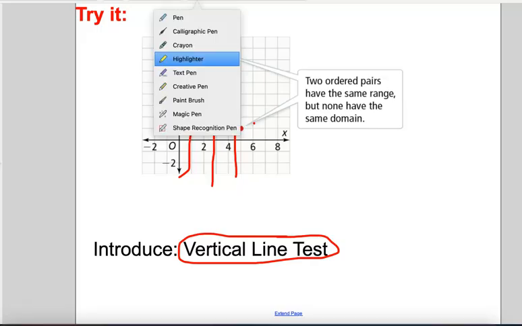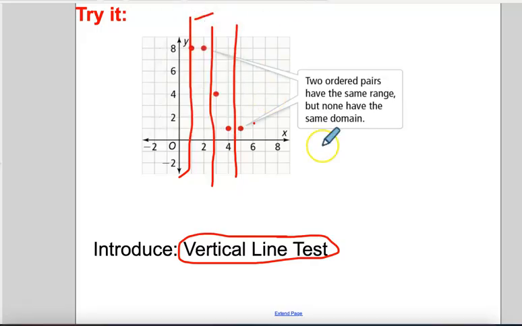So if we were to take a second and think about another graph, right? So if I had a graph like this, and I was talking about a graphed line that looks like this, and then I were to say, is this going to be a function? Yes or no? But if we were to draw a vertical line right here, it crosses twice. So as soon as something crosses twice, then it's not a function.